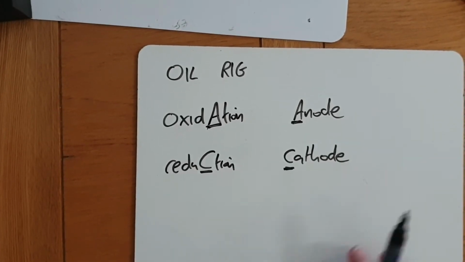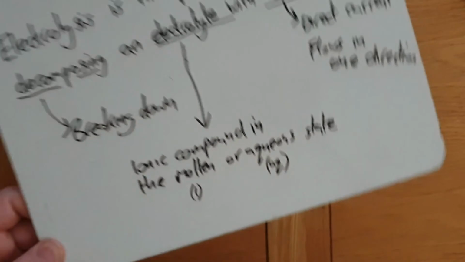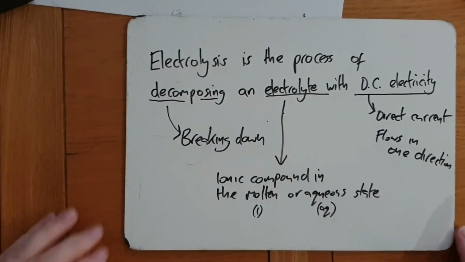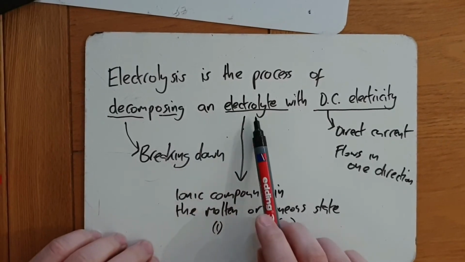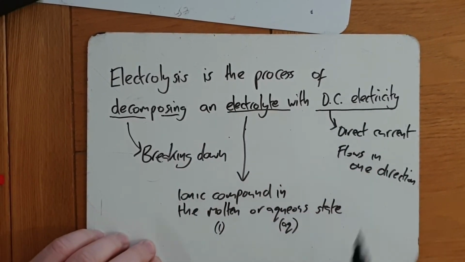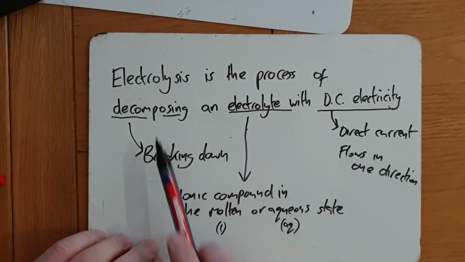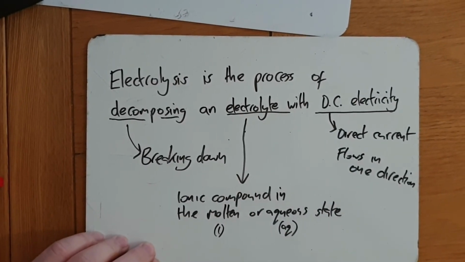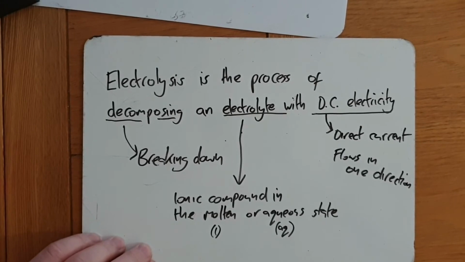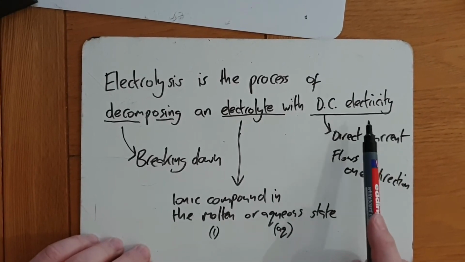So going back to what is electrolysis. Electrolysis is the process of decomposing an electrolyte with DC electricity. So breaking down an ionic compound using electricity. Okay, and going back to this, why does it have to be DC?